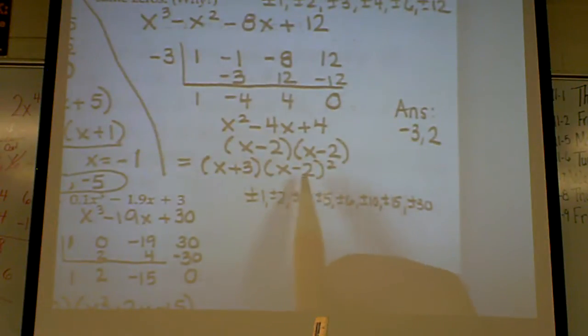Now, this is what you're gonna learn tomorrow, is a zero could occur more than once, and that's its multiplicity. And Jordan, this is what you asked. If you were to graph this polynomial, you'll see at 2, it's not gonna go through 2, it's gonna bounce. So that's just a little bit of what you're gonna do tomorrow.